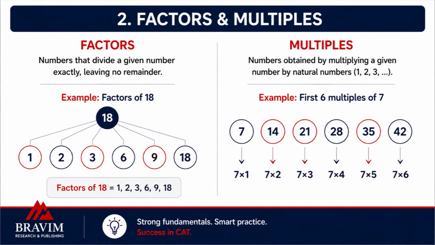Now let's look at multiples. Multiples are created by multiplying a number by natural numbers. Suppose we start with 7. 7 times 1 is 7. 7 times 2 is 14. 7 times 3 is 21. Then 28, 35, and 42. These are the first 6 multiples of 7. Here's an easy way to remember. Factors divide into a number. Multiples come from a number. If you remember just this one sentence, you'll never confuse them again.